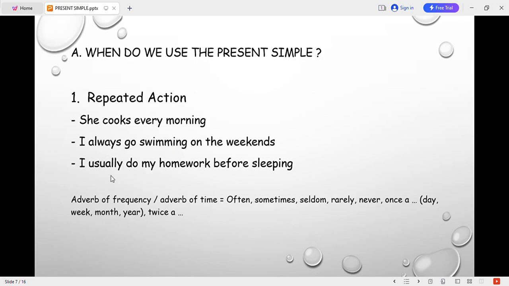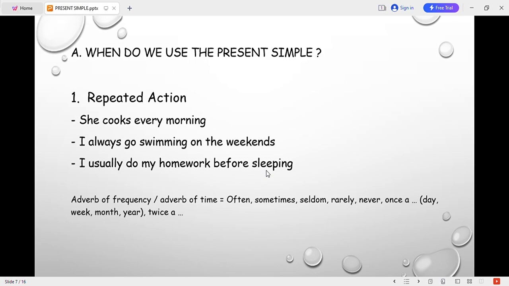Okay, next: I usually do my homework before sleeping. So the repeated action that is always done by the subject I is doing the homework before going to sleep. This is just like a habitual action. The habit always done by the subject I, doing the homework before sleeping. The habitual action, the repeated action, refers to the present simple.